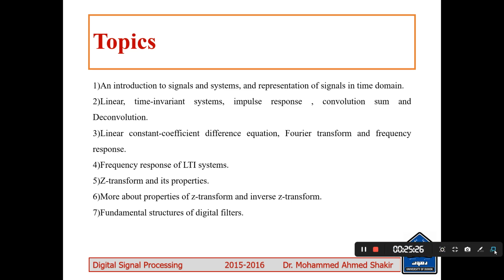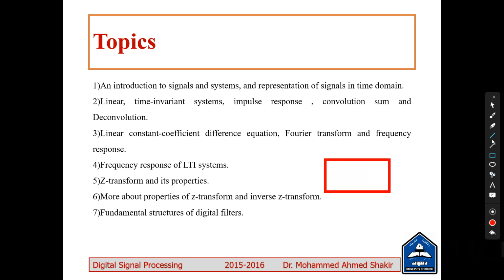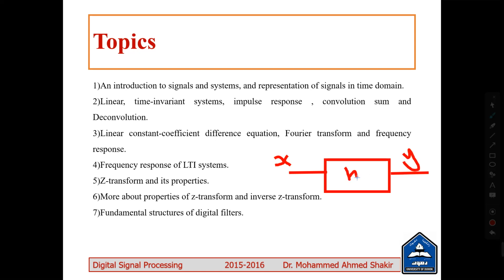Let me show you an important thing. Say, this is a system, and this system has an input and an output. Input will be x. Output will be y. And the impulse response for the system is h. Of course, how are we going to determine y? We are going to apply x to the input, and using the convolution formula, x convolved with h, we determine the output y. So convolution will be used to determine the output of a given system.